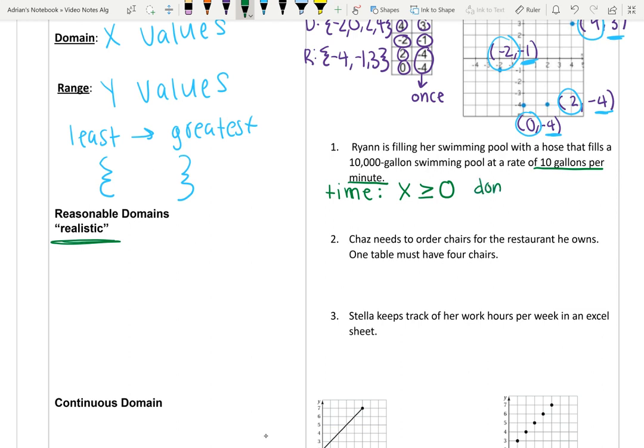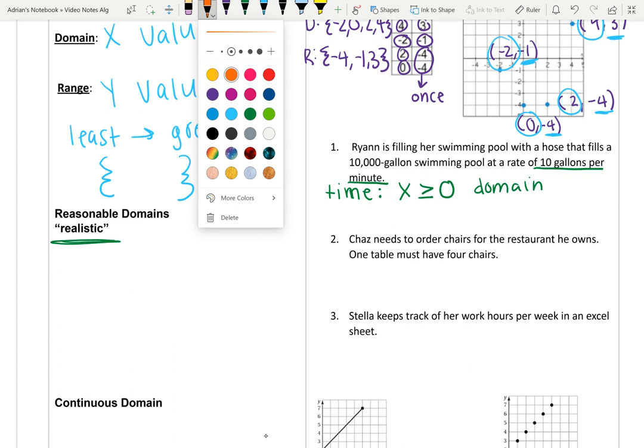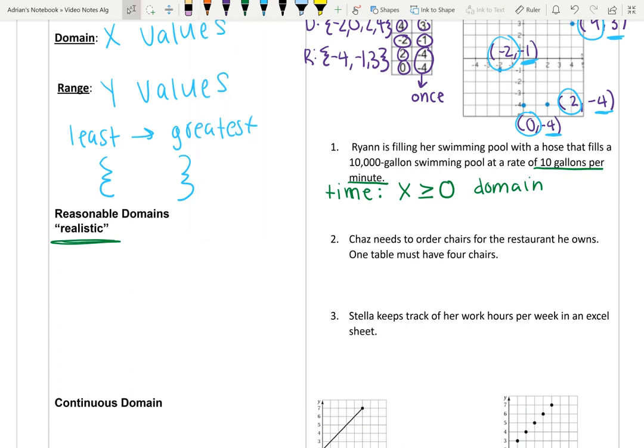And that's for the domain. Sometimes they might ask you about the range too. And so we could look at our range, and our range is going to be that 10,000 gallon swimming pool. It's going to be how much water we're putting in. So if they were to ask us about the range, well, we know that the swimming pool only holds 10,000 gallons. So realistically, the range has to be somewhere between 0 and 10,000.